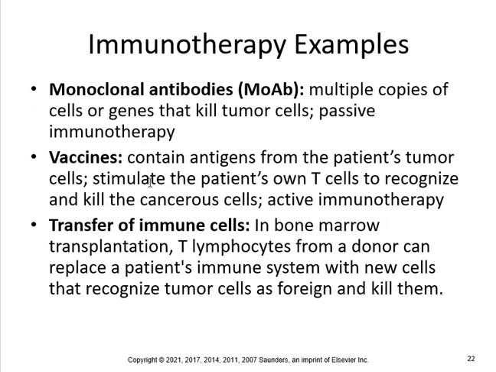Now, what are some immunotherapy examples? You can use monoclonal antibodies, which have multiple copies of cells or genes that kill tumor cells. Passive immunity. Vaccines, you've heard of vaccines. We're all waiting for the coronavirus vaccine. That will contain antigens from the patient's tumor cells, stimulate the patient's own T cells to recognize and kill the cancerous cells, and activate immunotherapy. Transfer immune cells. In bone marrow transplantation, T lymphocytes from a donor can replace a patient's immune system, and new cells recognize tumor cells as foreign and kill them.